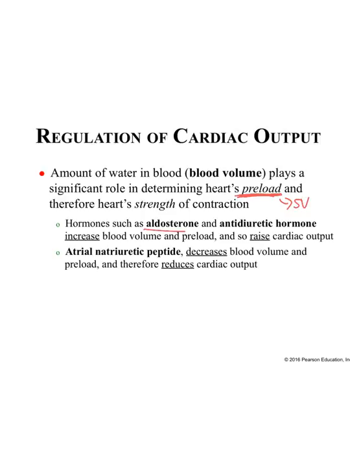So aldosterone, remember, helps us retain more salt. Antidiuretic hormone helps us retain more water. Both are going to decrease urine output, therefore increasing blood volume. Increasing blood volume helps to increase cardiac output.